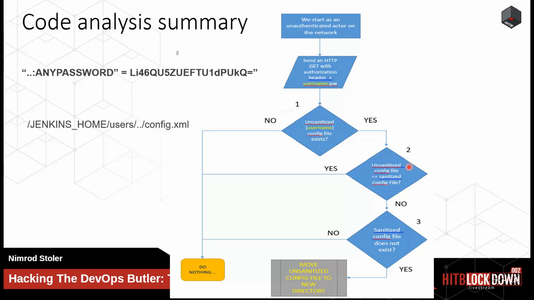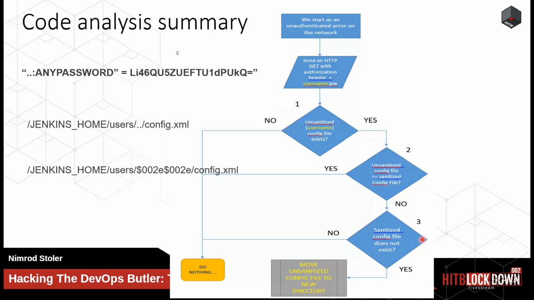So Jenkins replaces each dot with a string $002E. Therefore, the sanitized configuration file is computed as Jenkins home users $002E twice / config.xml. Obviously, the sanitized configuration file is not equal to the unsanitized one. We just passed checkpoint number 2.